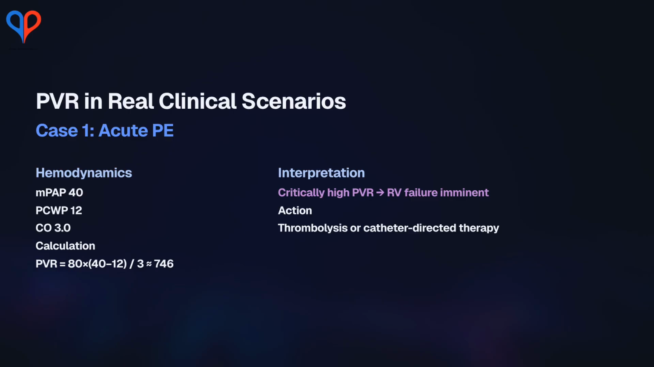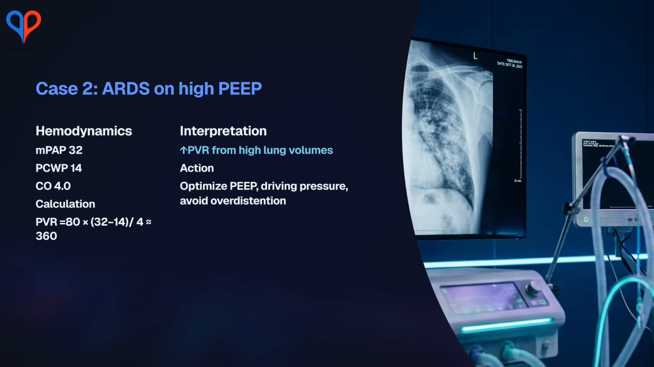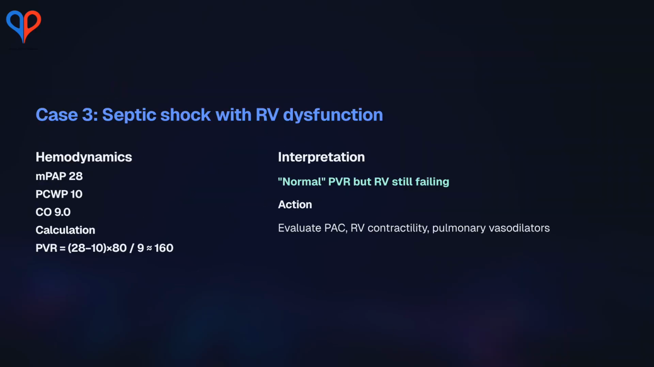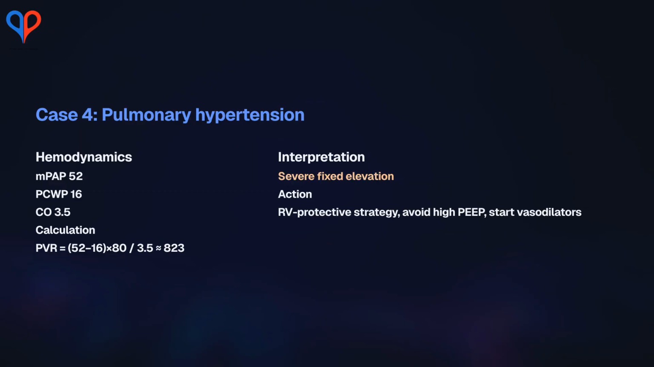Clinical cases highlight PVR's power. In acute PE, PVR often exceeds 700, signaling impending RV failure and the need for thrombolysis or catheter-directed therapy. In ARDS, high driving pressures elevate PVR even when lung function appears acceptable. In septic shock with high cardiac output, PVR may appear normal, while the RV is struggling with low compliance. In pulmonary hypertension, PVR often exceeds 800, requiring RV protective strategies.